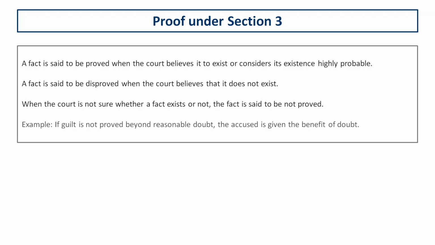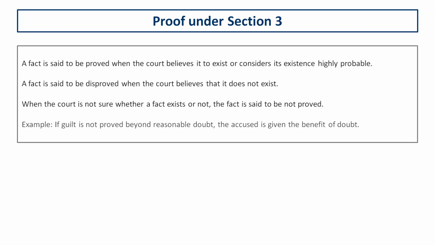Now let us look at proof under Section 3. A fact is said to be proved when the court believes that it exists. The court may also treat a fact as proved if it is so probable that a reasonable person would act upon it. Proof depends on the belief of the court. This belief must be based on the evidence. Courts do not act on guesswork. Proof gives certainty to judicial decisions.